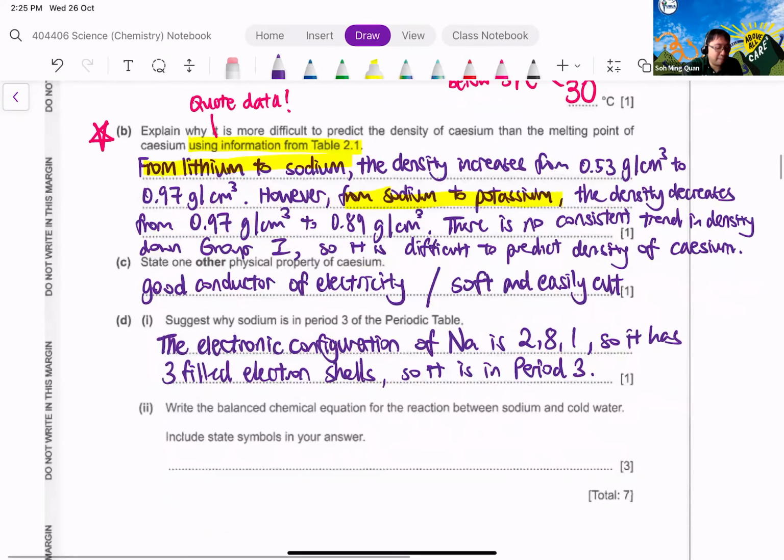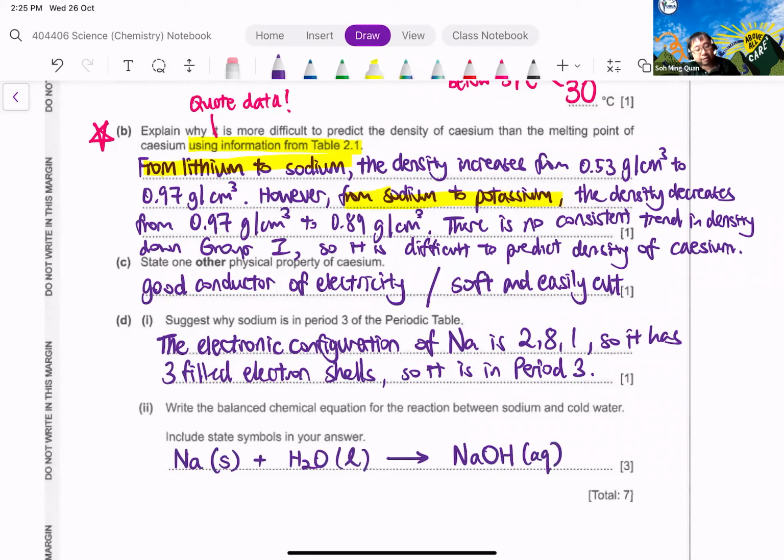Next, finally, write the balanced chemical equation for the reaction between sodium and cold water. That's what I mentioned just now. They are called alkali metals because they react with water, cold water, to form alkaline sodium hydroxide solution. Then they must produce a gas as well. Metals always produce hydrogen gas. Then you must balance the equation.